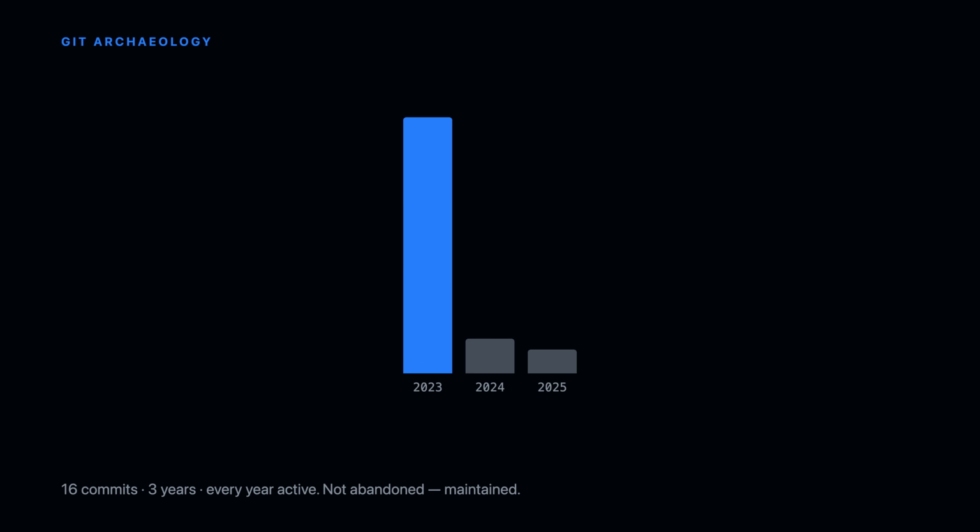The Git log. 16 commits across 3 years. 2023, 12: the initial push, the paper release, the extended implementation, a documentation pass. 2024, 2. 2025, 2, the most recent in September, a Hugging Face Spaces demo update. Every year has at least 1 commit.